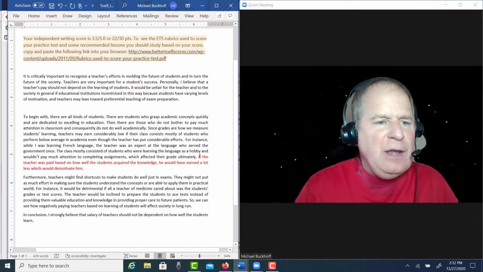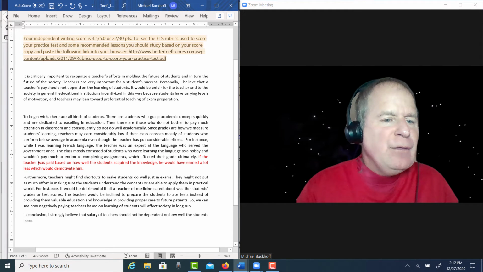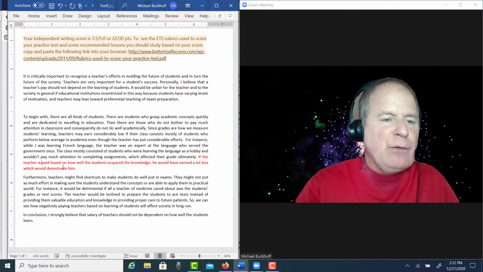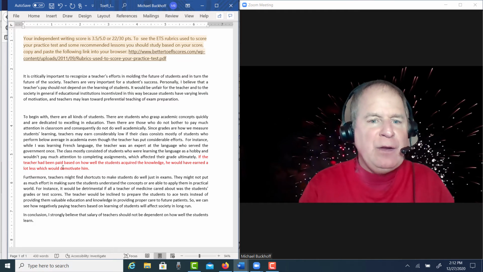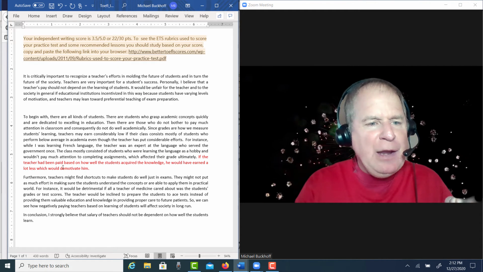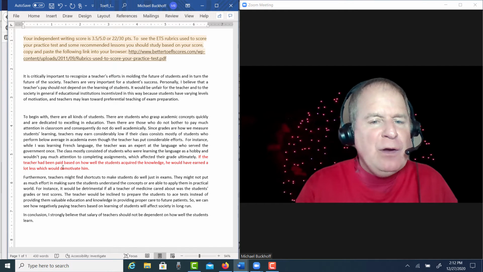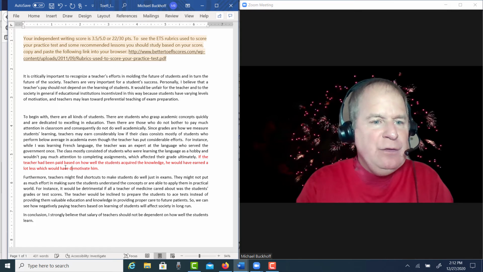No, this. It says, if the teacher was paid, he would have earned a lot less, which would have, no, you got a lot of things going on here. So first of all, we got had been, right? Past perfect. So if the teacher had been paid based on how well the students acquired the knowledge, he would have earned a lot less, which would have demotivated him.